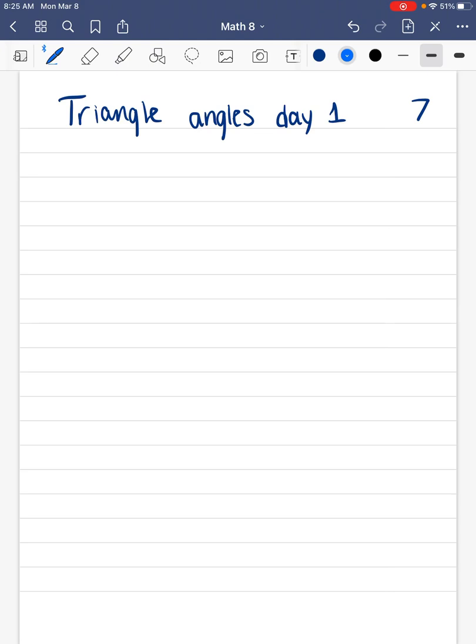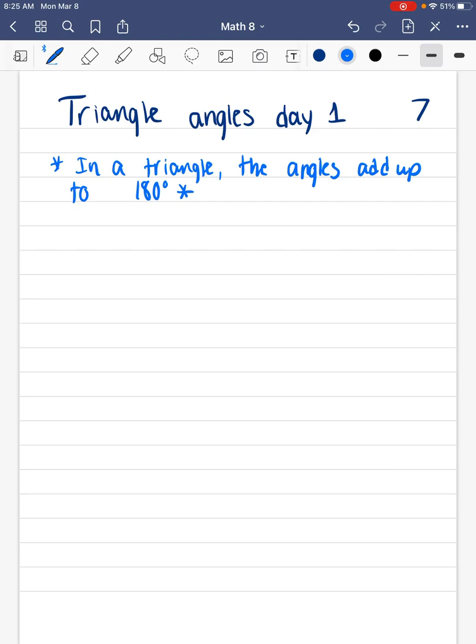And what we mean by triangle angles is the angles inside a triangle. So first of all, in a triangle, the angles add up to 180 degrees. And that is going to be super important for what we do today.